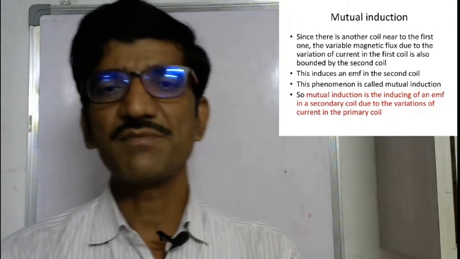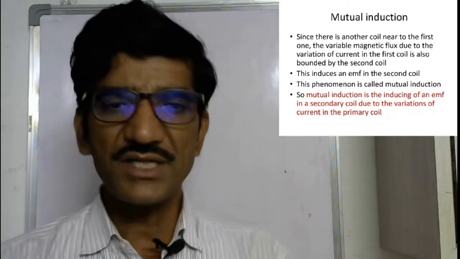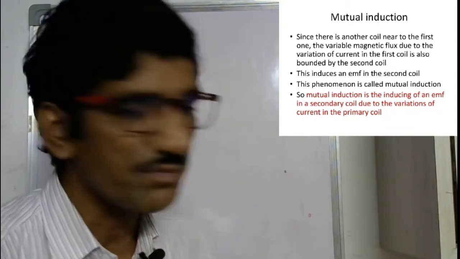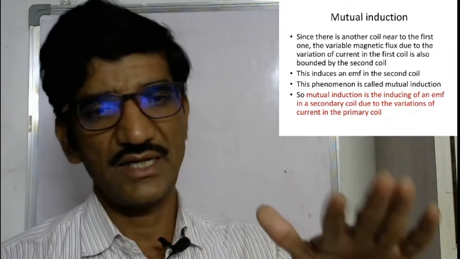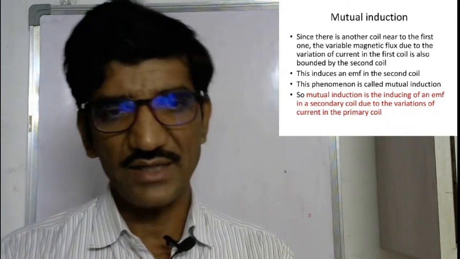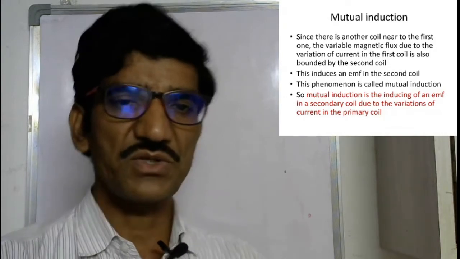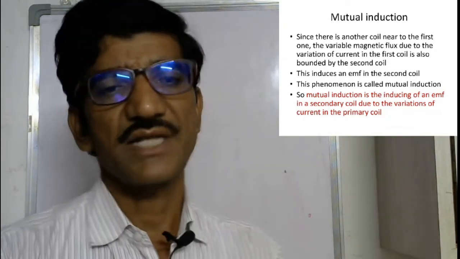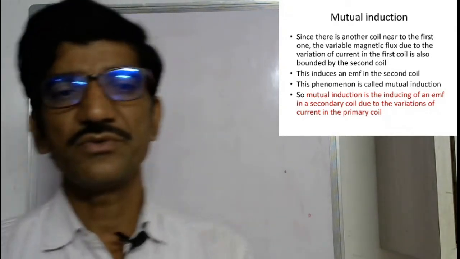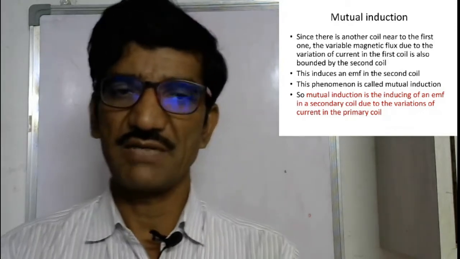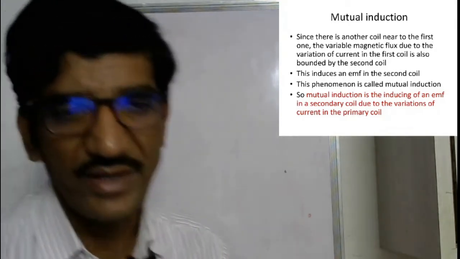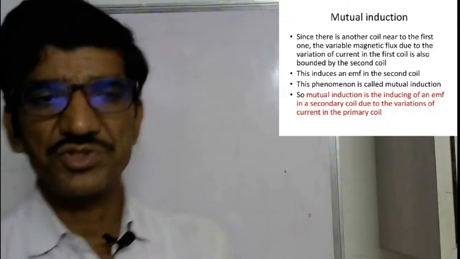Then what is mutual induction? In addition to this coil, we take a second coil, another coil. Since we are placing that coil very near to the first coil, as there is a variable flux bounded by the first coil, the same magnetic flux is also bounded by the second coil. Since this flux is varying, it is able to generate some induced EMF in the second coil as well. We call this phenomenon mutual induction.